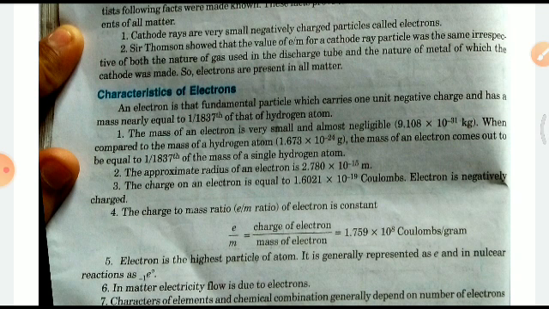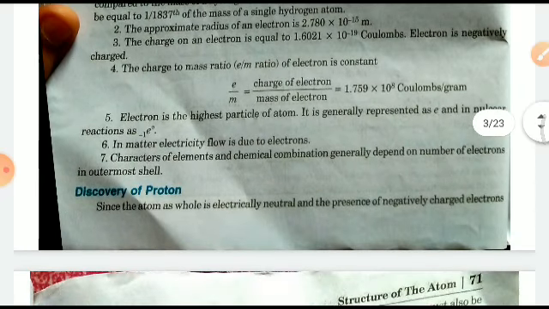He said electron is the fundamental particle which carries one unit negative charge and has a mass nearly equal to 1 by 1837 of that of hydrogen. The mass of it is almost negligible. The approximate radius is 2.818 into 10 to the power minus 15 meter. The charge is 1.6 into 10 to the power minus 19 coulombs. Charge to mass ratio is 1.759 into 10 to the power 8 coulomb per gram, right? Okay, then in matter, electricity flow is due to electrons.